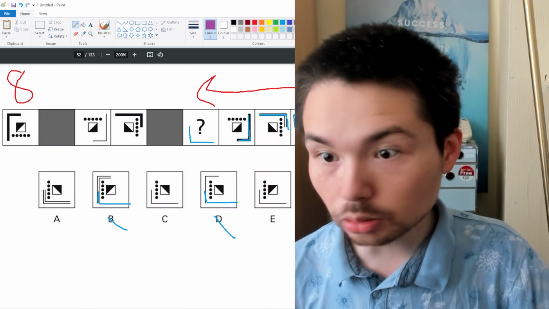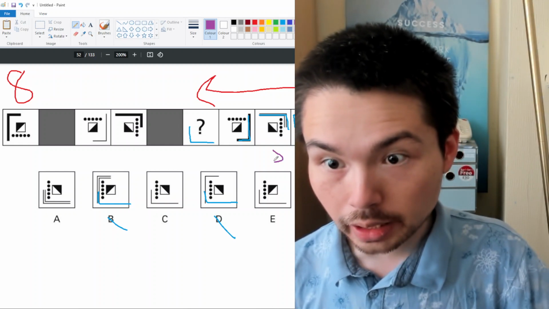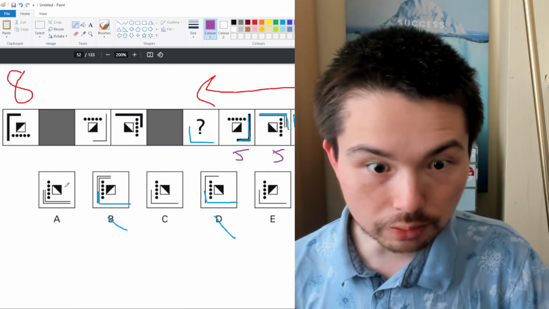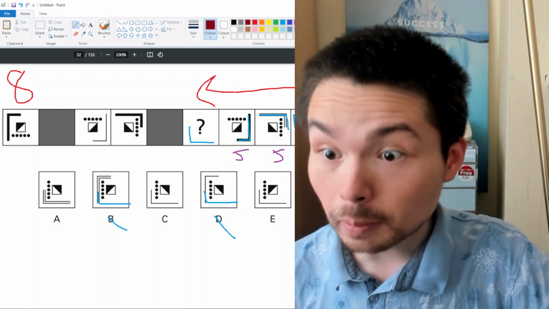Count, mate. Count. What else to do? Look at the dots. 5. 5. 5. It's got to have 5. They're all 5. Okay. Let's ignore that. Look at the inside.